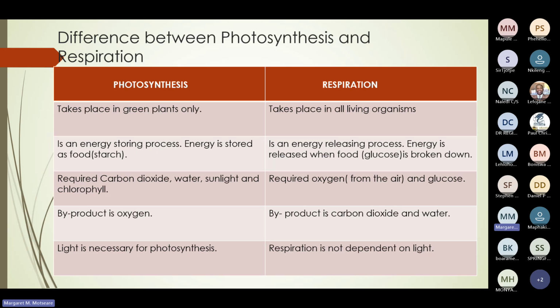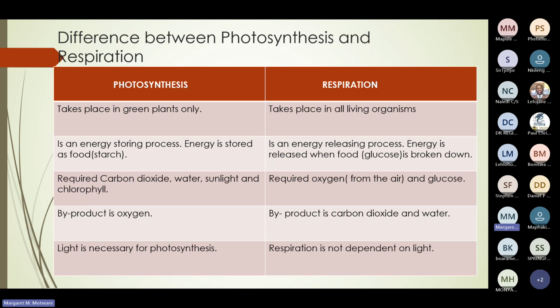And then let's look at photosynthesis. It requires carbon dioxide, water, sunlight, and chlorophyll in order for photosynthesis to happen. And then respiration requires oxygen from the air and glucose, only those two. Whereas photosynthesis needs four things in order to take place. And then during photosynthesis, the byproduct is oxygen. And during respiration, the byproducts are carbon dioxide and water.